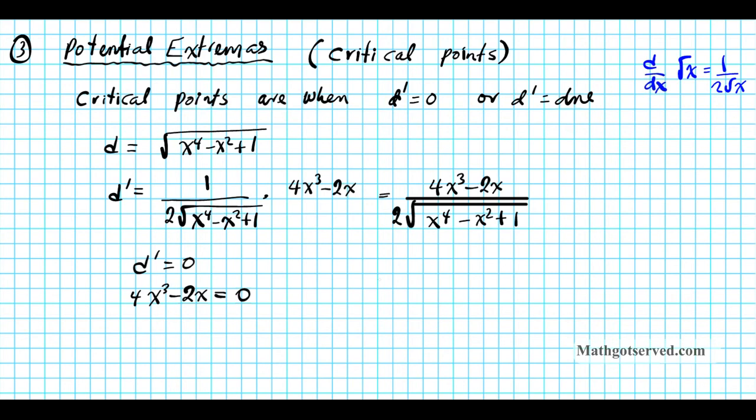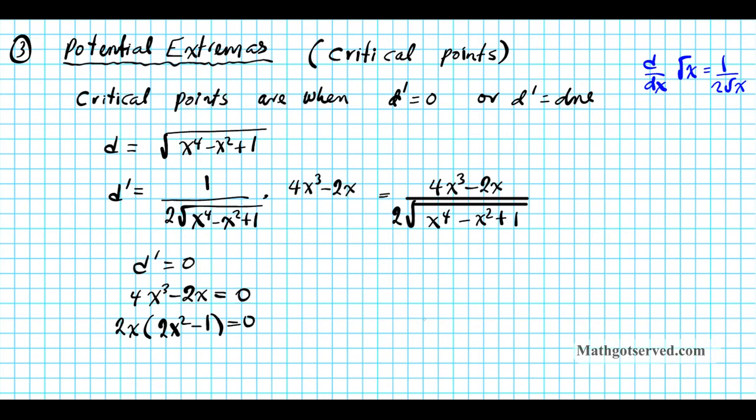Alright, so now let's solve this. We can factor out the GCF here, which is 2x, so factor out 2x. And then we have 2x squared minus 1 equals 0.